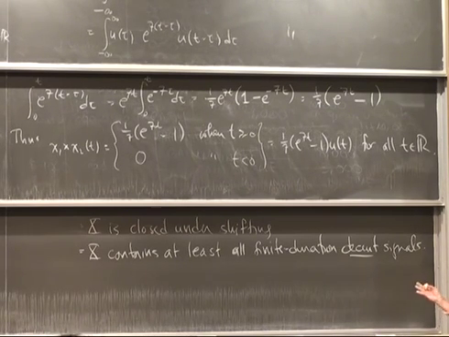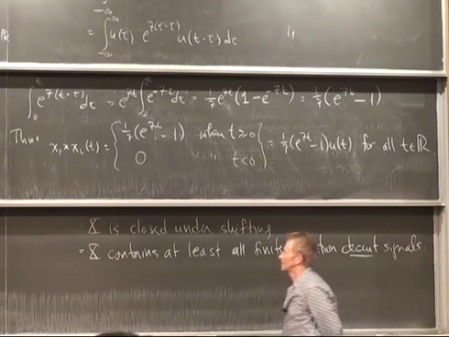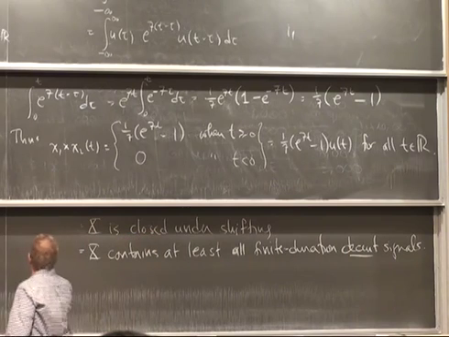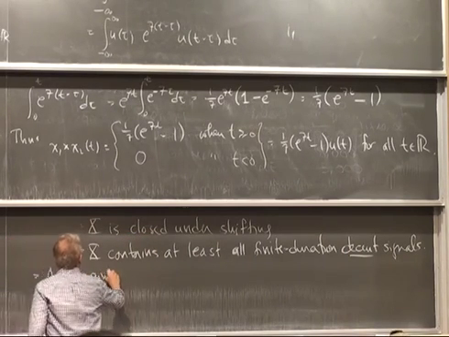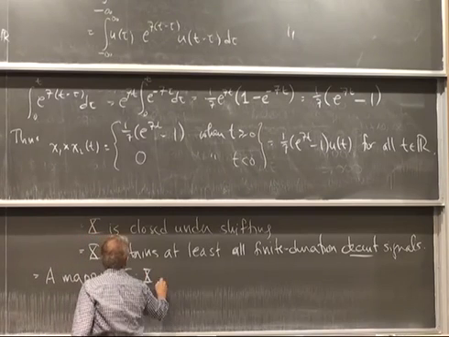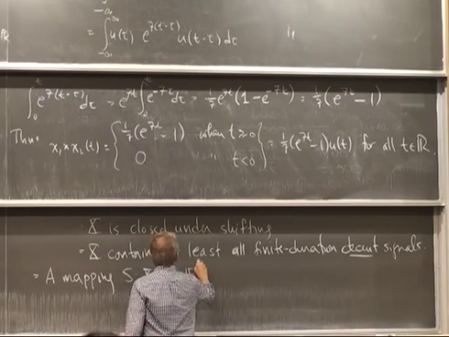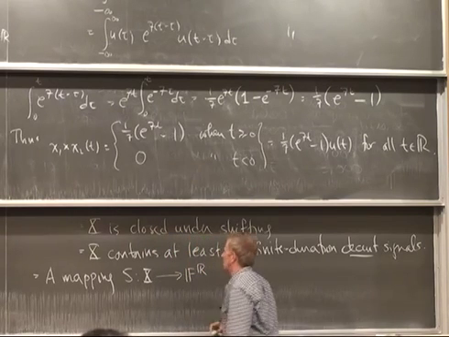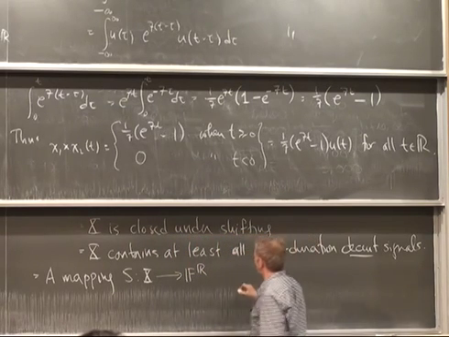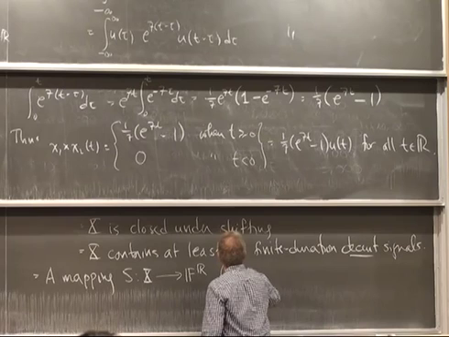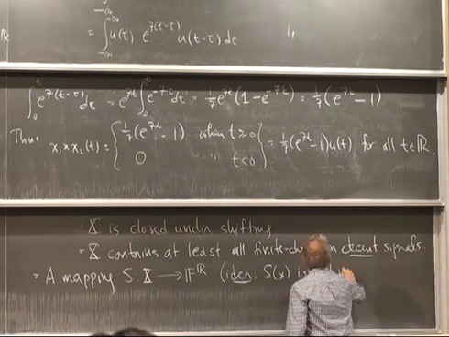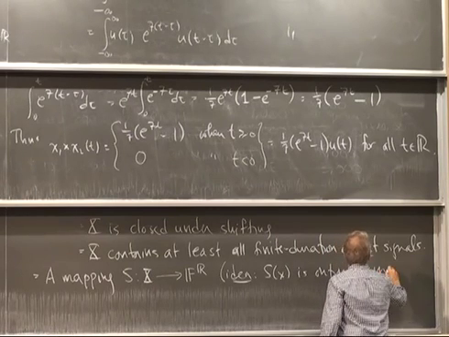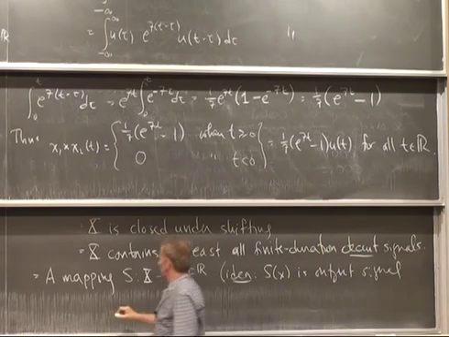So this is a lot like the discrete time X. The only new thing is decency. And a mapping S with domain X that goes into F to the R. And this is going to be the system map, the input-output mapping. So the idea, S of x is the output signal when x is the input.